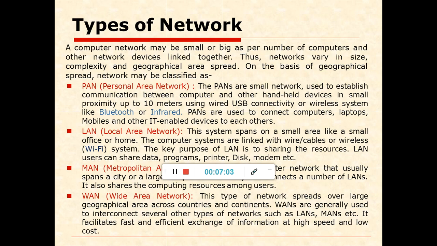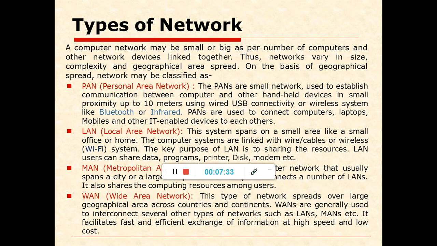Size means number of computers. Complexity means connections between sender and receiver. Geographical area spread means the coverage area of your network. So the first one is PAN, personal area network. These PANs are small networks. It is a very small network used to establish communication between a computer and other handheld devices.